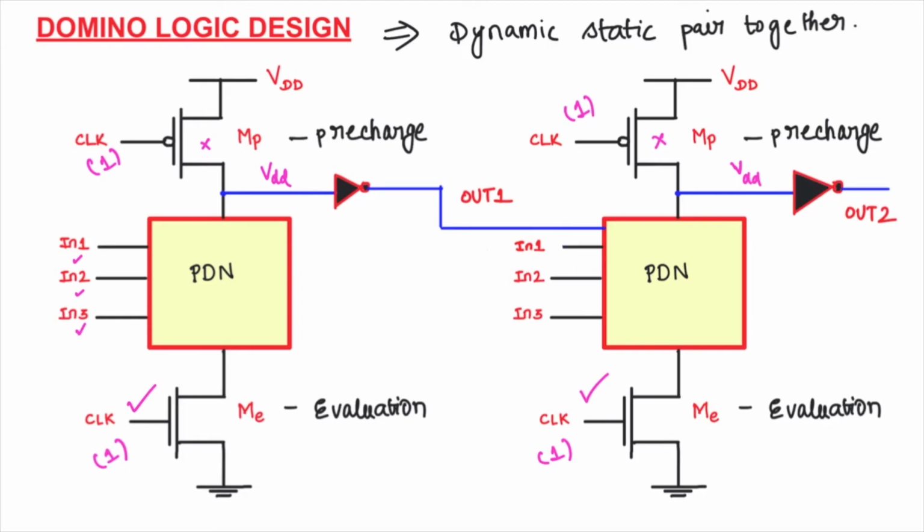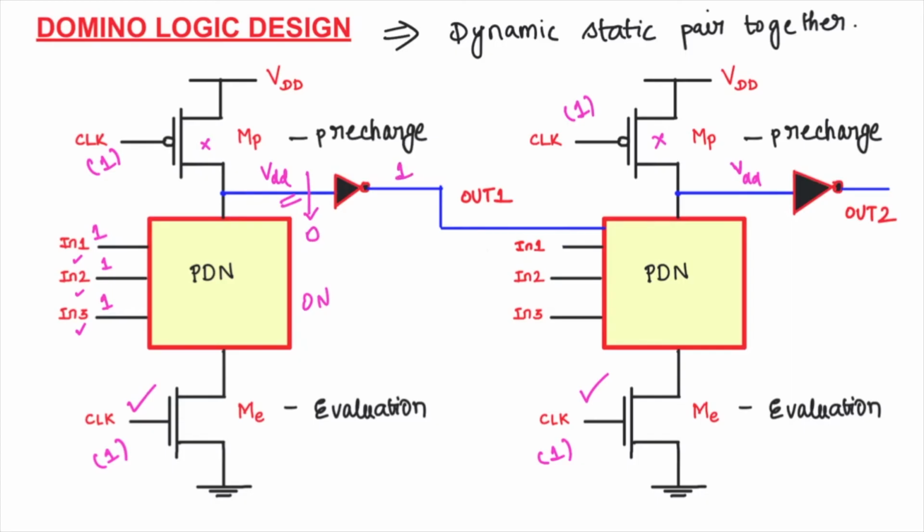So these inputs have to be 1, and until these inputs are 1, this will not go for discharging this VDD. It will try to retain its pre-charged value VDD. So now we understand that by setting these inputs to 1, all these are in on condition, this VDD will try to discharge, and this will be 0, and the output of the first inverter will be 1.